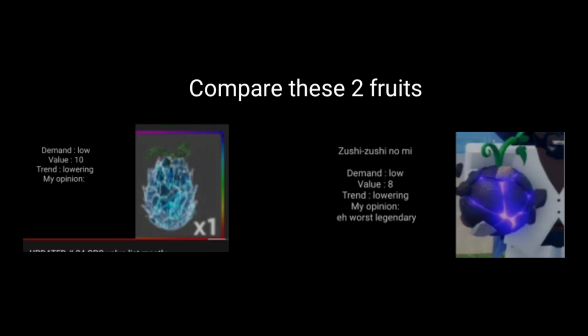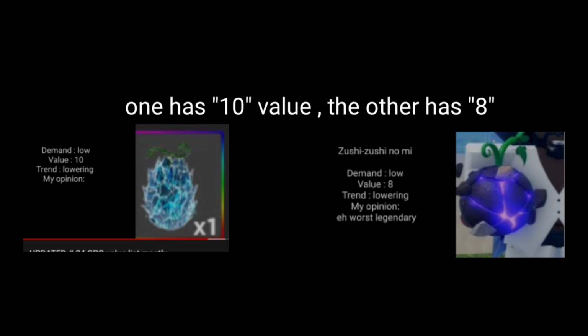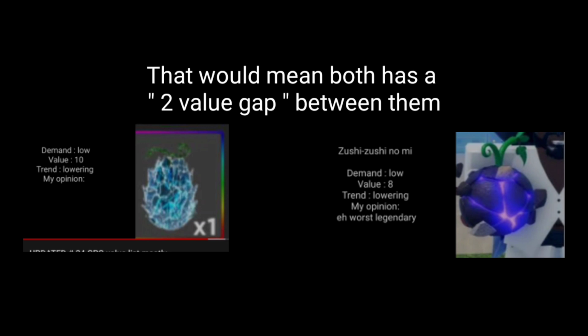Now, let's compare these two fruits. One has 10 value, while the other has 8. 10 is obviously bigger than 8. That would mean both have a 2 value gap between them.